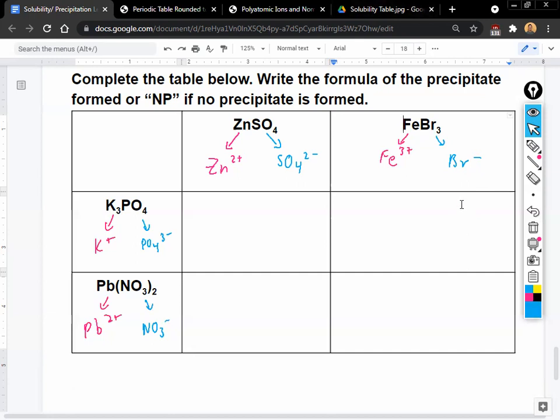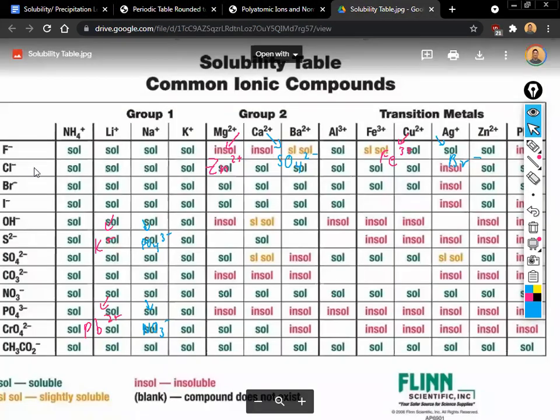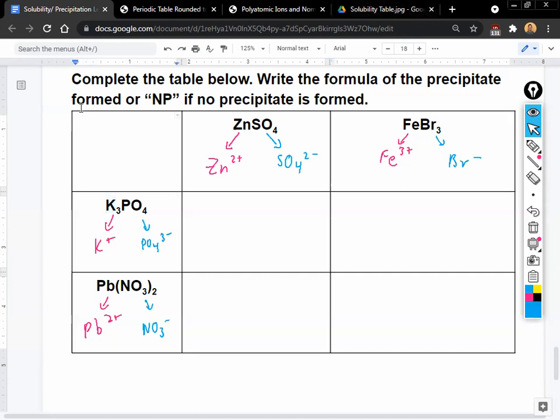Any questions? This part pretty easy? Yeah, just look for the cation and the anion on the solubility table, and it'll give you the charge. Easy way to check it.